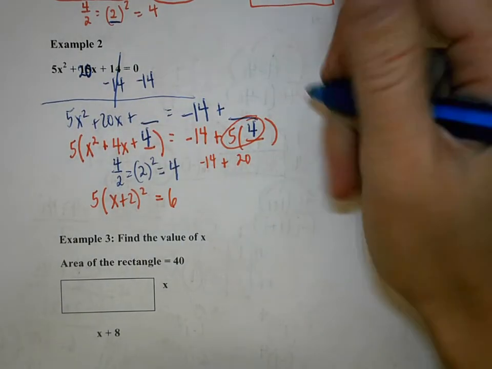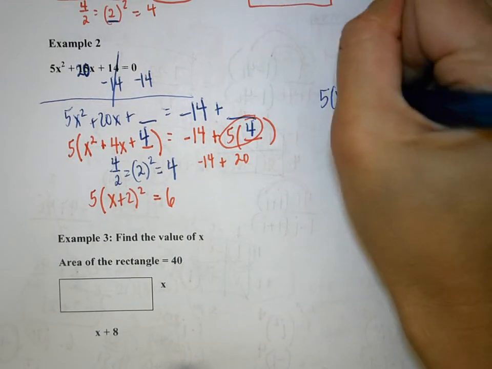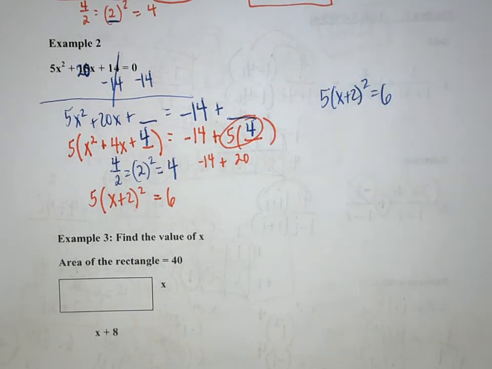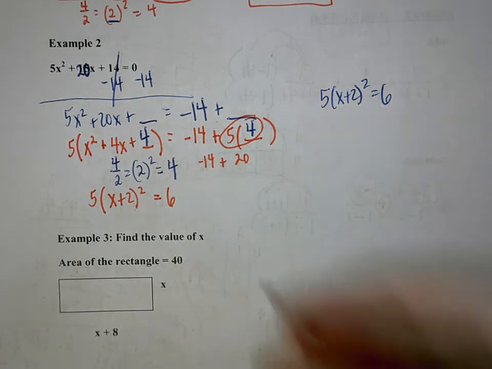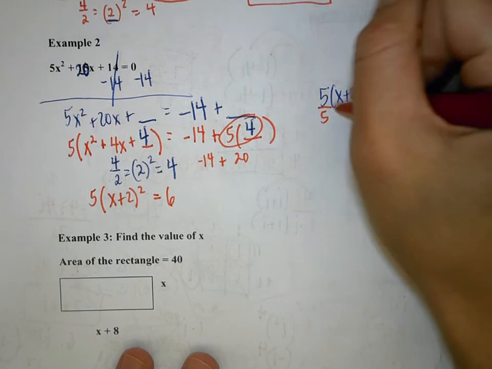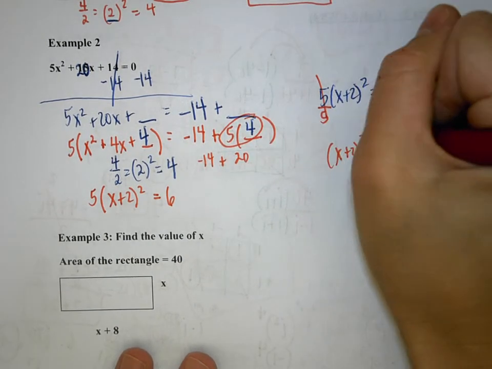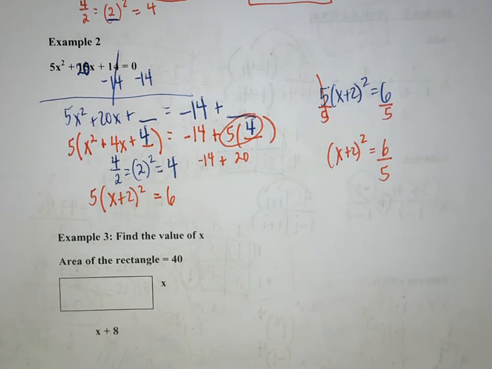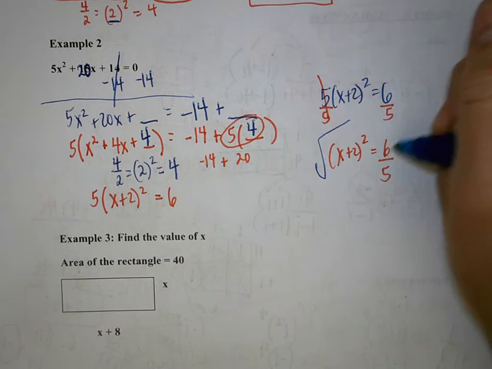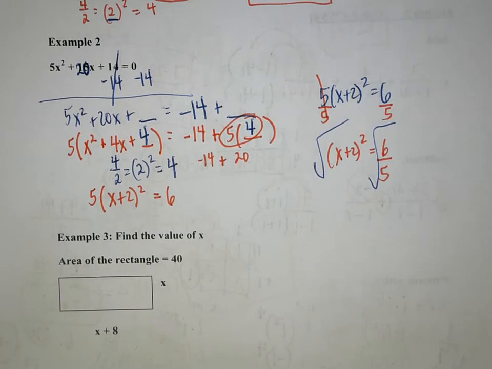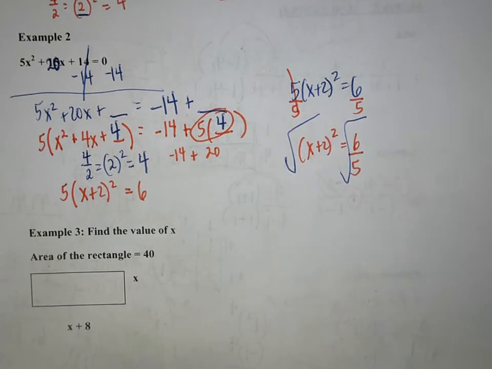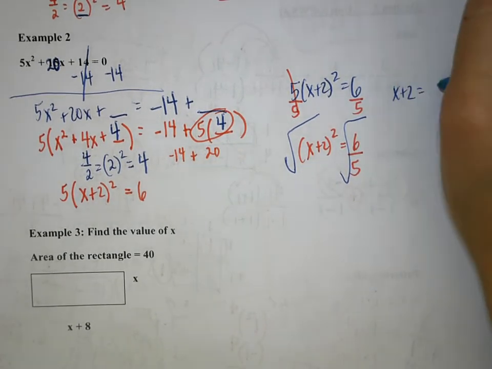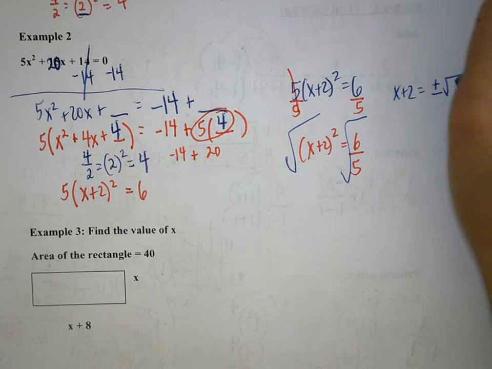Okay, and then in order to finish solving this, I'm going to rewrite it over here so I have some room. What will I do in order to get the square by itself? Good. Divide by 5 first. So now I have x plus 2 squared equals 6 over 5. And your next step will be take the square root of both sides, which means anytime I take the square root, what's it going to make? So we have x plus 2 equals plus or minus, and this is root 6 over root 5.